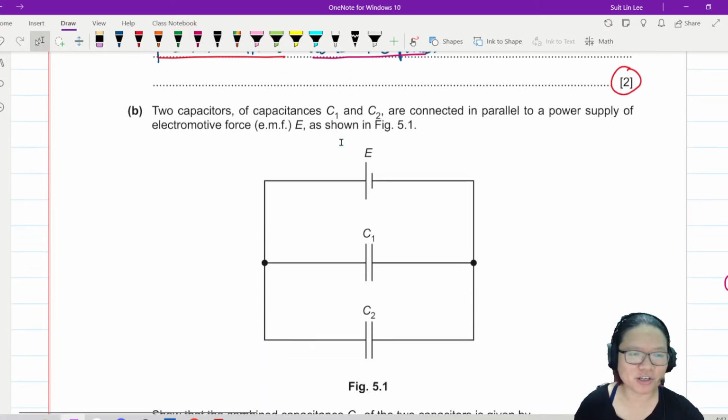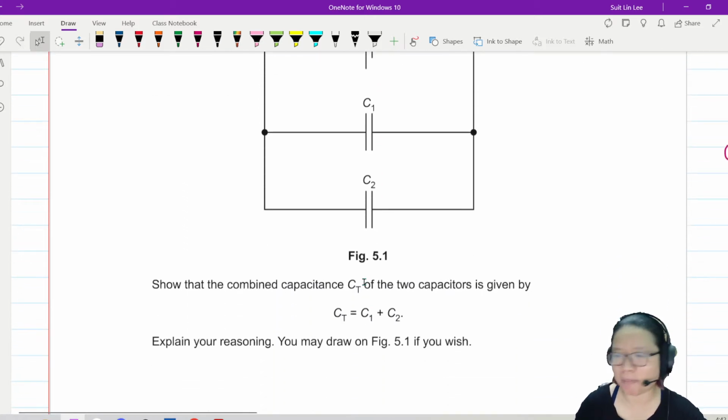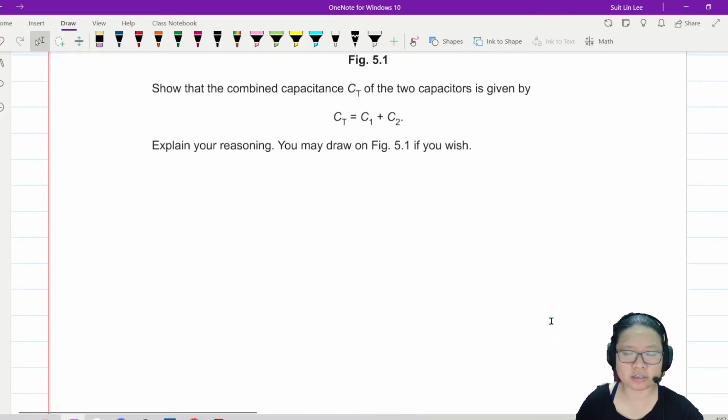All right. So part B, you have 2 capacitors connected in parallel to a power supply, E. And you're asked to show that the combined capacitance is the sum of the 2 capacitors individually. Explain your reasoning. You may draw on the diagram if you wish. So I look at this is 3 marks, I guess.